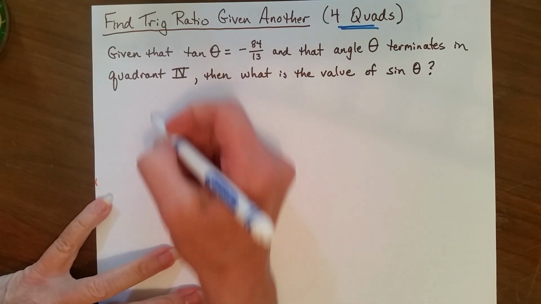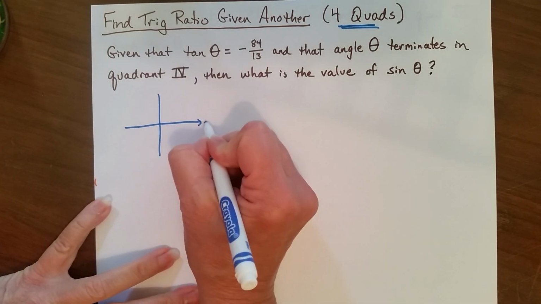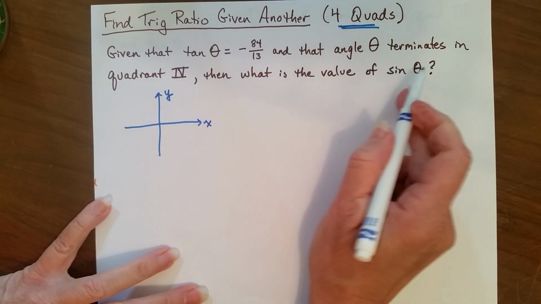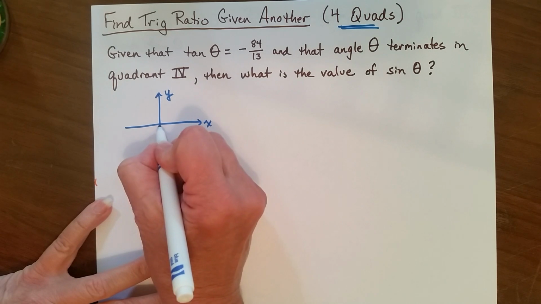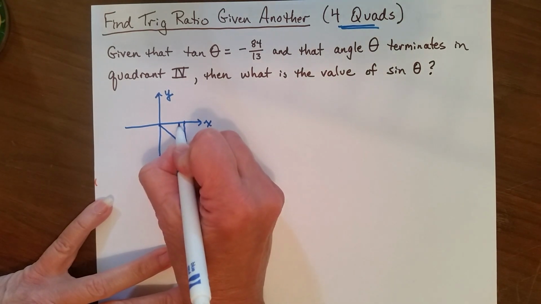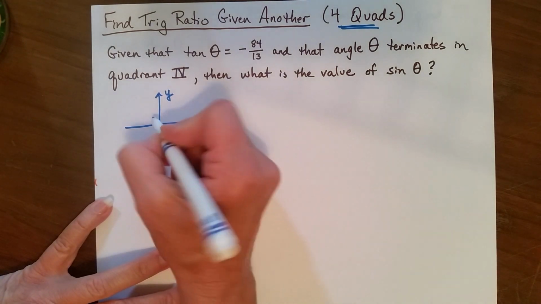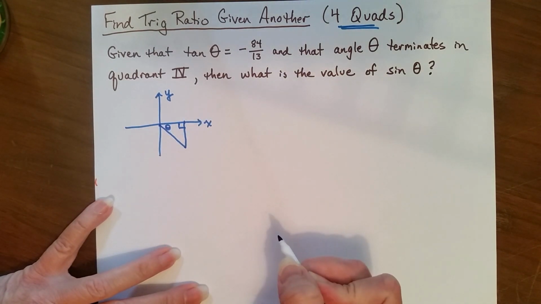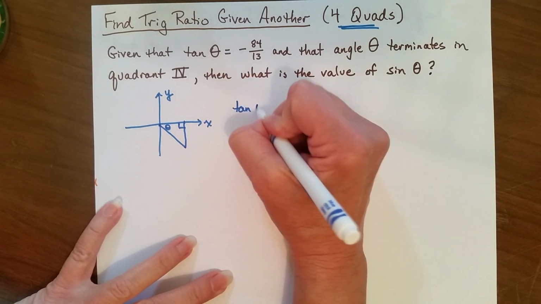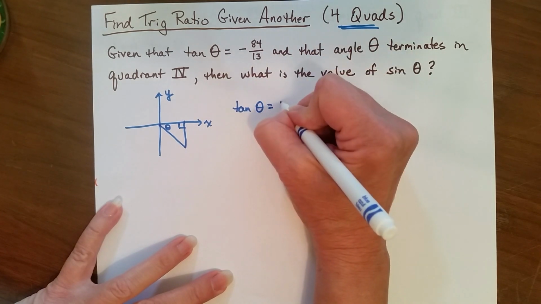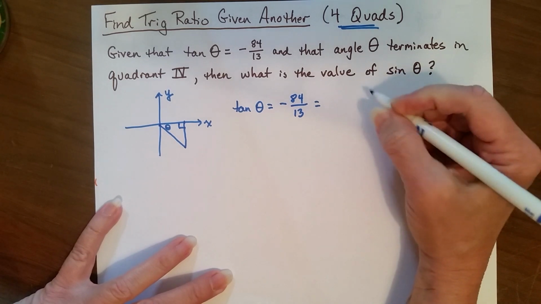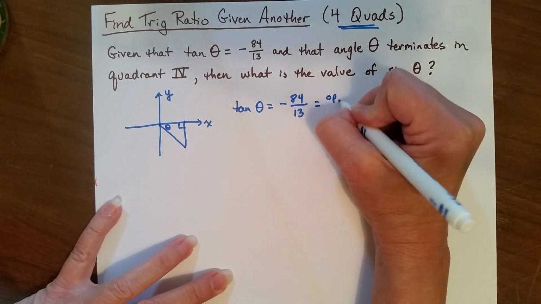Okay, so here's what you're going to do. You're going to draw your xy axes. Theta terminates in quadrant 4. Here's quadrant 4. So here's where our angle terminates. We're going to draw the triangle to the x-axis. Here's theta, right there. Okay, now we know that the tangent of theta, they tell us, is negative 84 over 13. And we also know tangent, TOA, is opposite over adjacent.